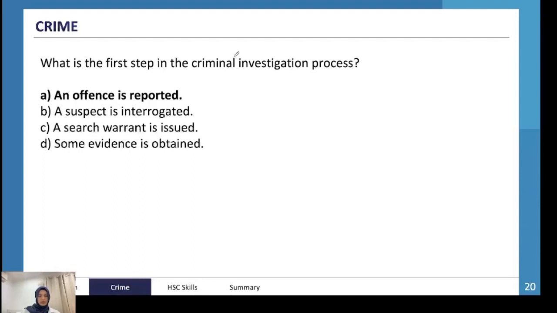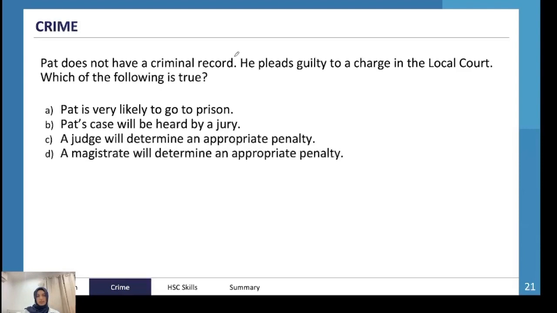Pat does not have a criminal record. He pleads guilty to a charge in the local court. Which of the following is true? So again, pause the video and then once you're ready, just come back.